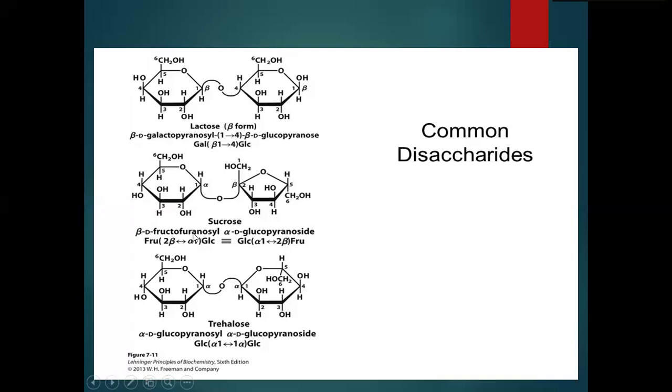Now, these are structures of common disaccharides. This is lactose, made up of beta-D-galactopyranose linked by a beta-1,4 linkage to D-glucopyranose. And this is sucrose, beta-D-fructofuranosyl alpha-D-glucopyranoside. And this is the structure of trehalose, alpha-D-glucopyranose and alpha-D-glucopyranoside. The linkage here, we can see the alpha-beta linkage here, the beta linkage here. This is an alpha-alpha linkage in trehalose.